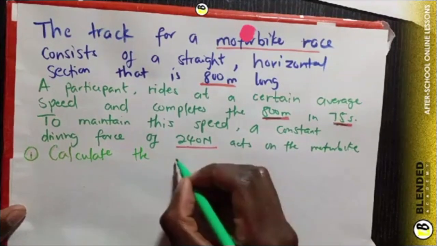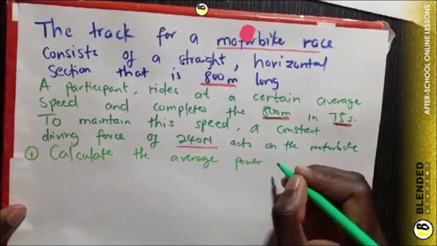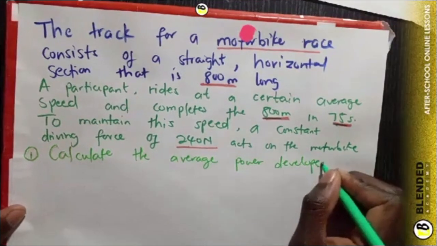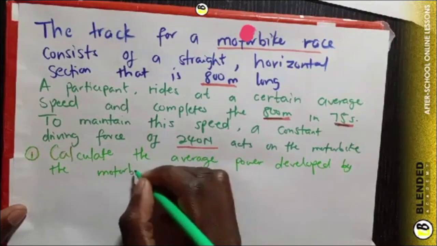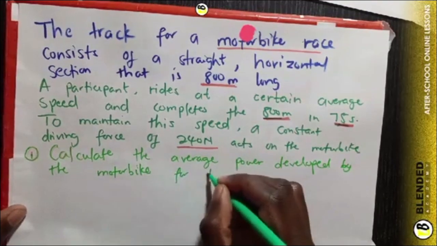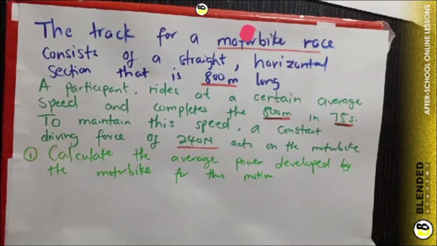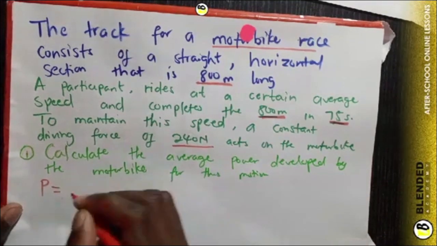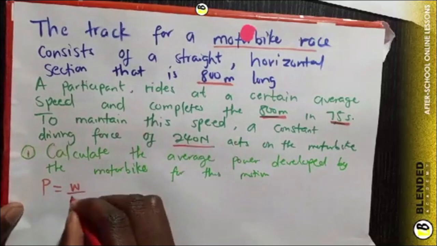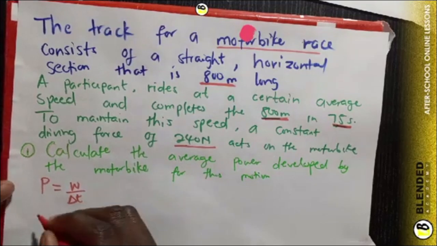Calculate the average power developed by the motorbike for this motion. Okay. So one thing that I didn't mention here was the issue of power. We didn't get to cover power in the basics that I gave you, but we can just do it now quickly. So now power is the rate of work done. So it's the work done divided by the time. All right. So that's your power. And it's measured in watts.